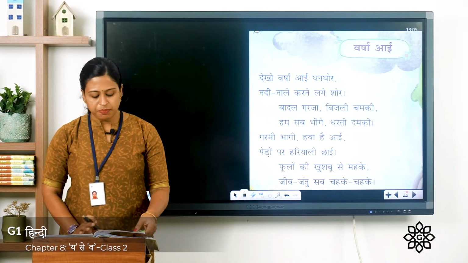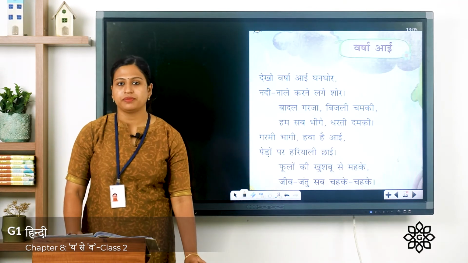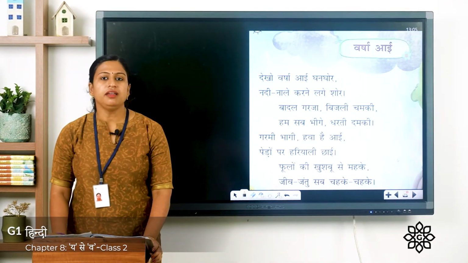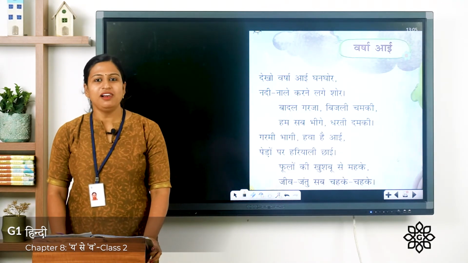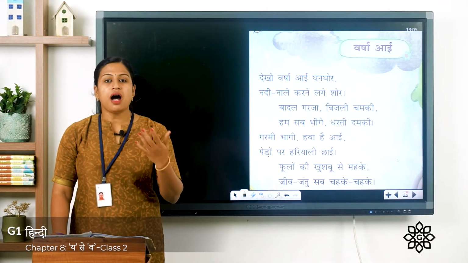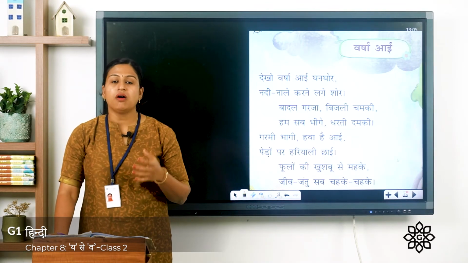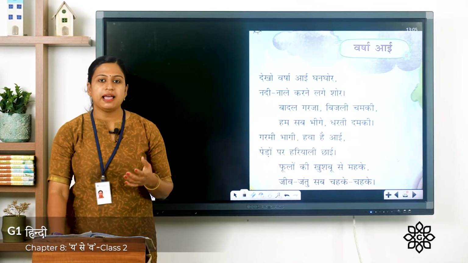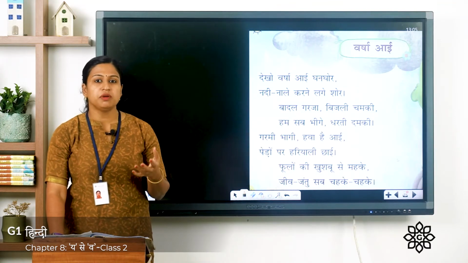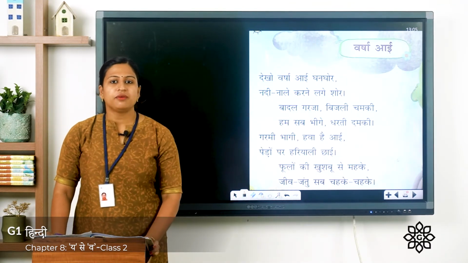Here in page number 48, you can see a short poem. It's a poem about the rain. We all love rain. And kids, you might love to go out in rain to play with your friends, isn't it? Same way, all the living things, plants, animals, trees, human beings become very happy and excited when it rains.